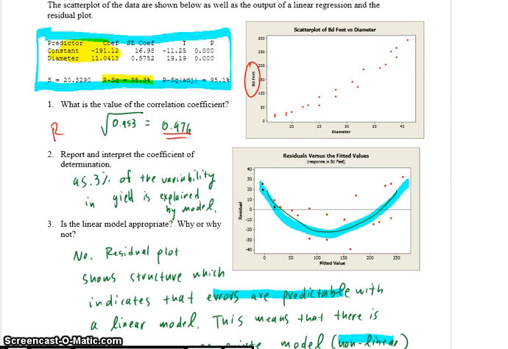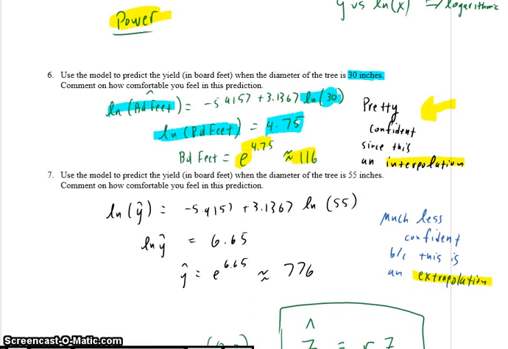And if you look at the original data, 116 for 30, 116 is in here somewhere. It kind of makes sense. All right, so how confident are we? We're pretty confident, especially since this is an interpolation. This is within the x values of data that we have.